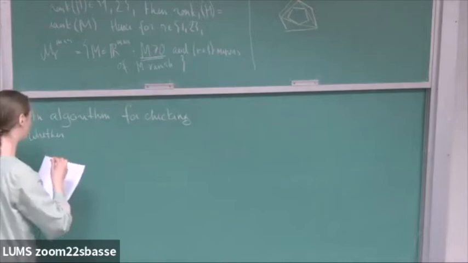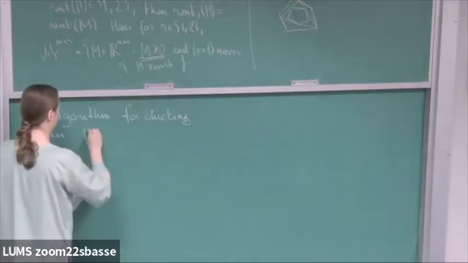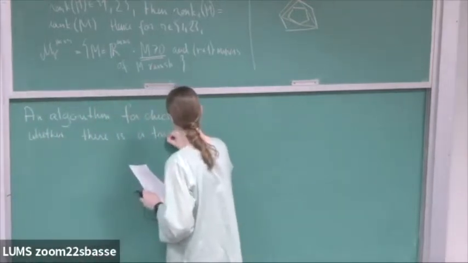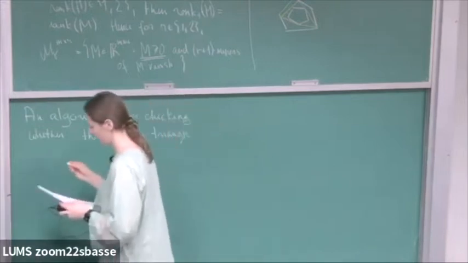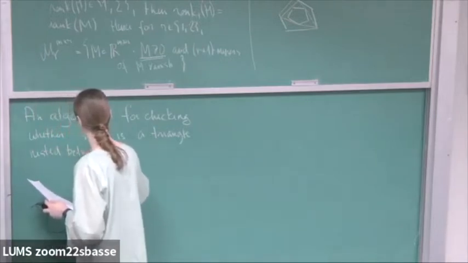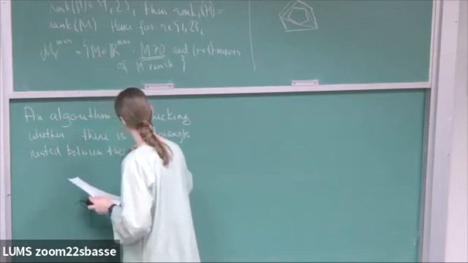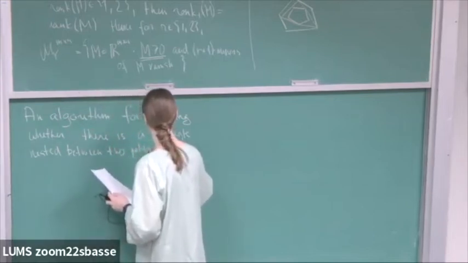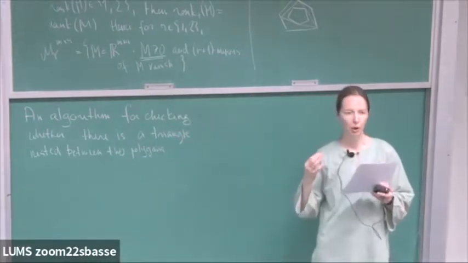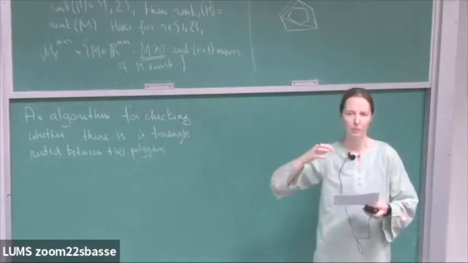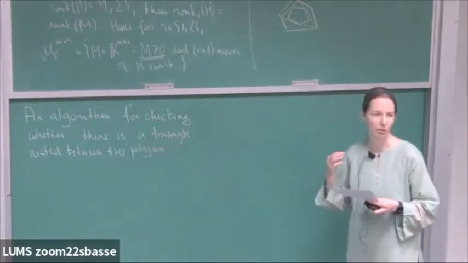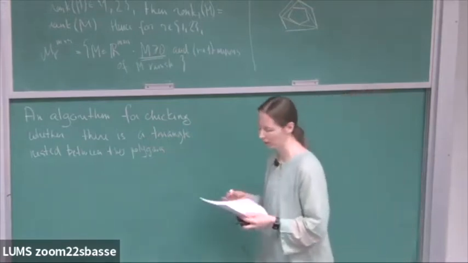Okay, so an algorithm for checking whether there is a triangle nested between two polygons. Maybe let me emphasize it once again. We had this nested cones or polytopes problem. We are given two polytopes and we want to find something in between. So now I'm giving an algorithm in this very special case for how to answer this question, how to find this in-between triangle.